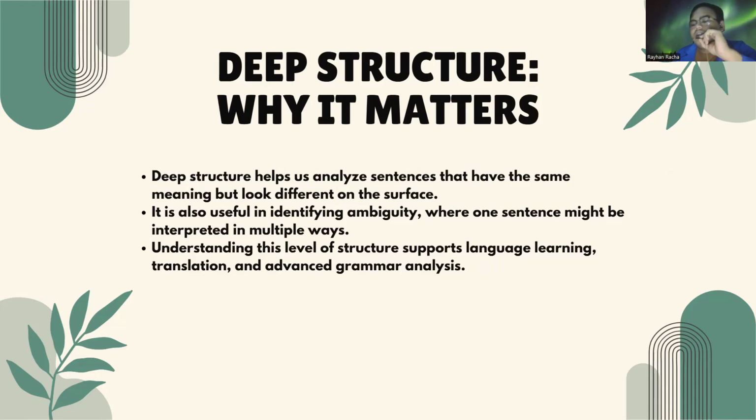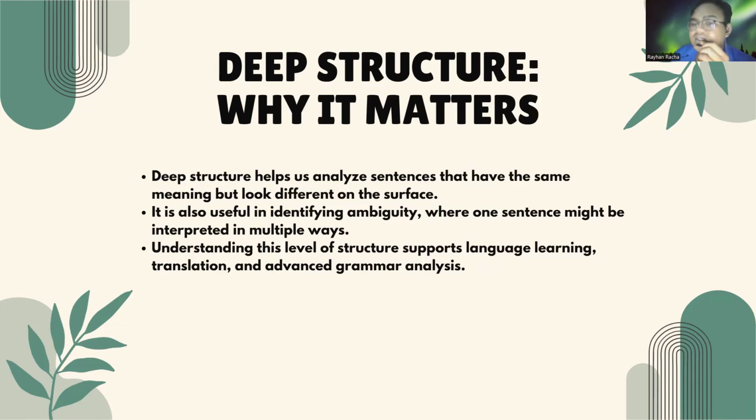For an ambiguous sentence like visiting relatives can be annoying, deep structure helps disambiguate whether visiting is a verb or an adjective. And we have to understand this level because understanding this level of structure supports language learning, translation, and also advanced grammar analysis.